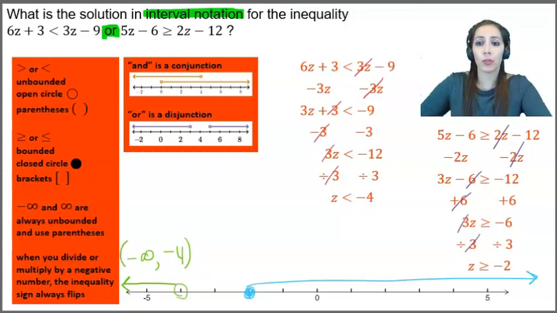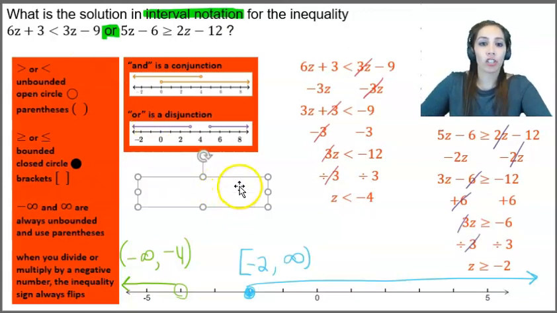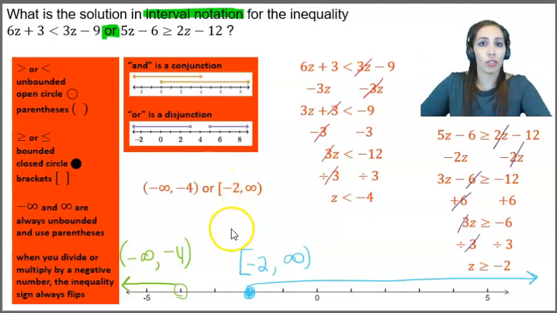On this one over here, we have negative 2 with a closed circle. Since it's a closed circle at negative 2, it will be a bracket. And we are going all the way to infinity, and infinity always has a parenthesis. So when you are writing these, disjunctions will often have two solutions that you will put with an or in between them.